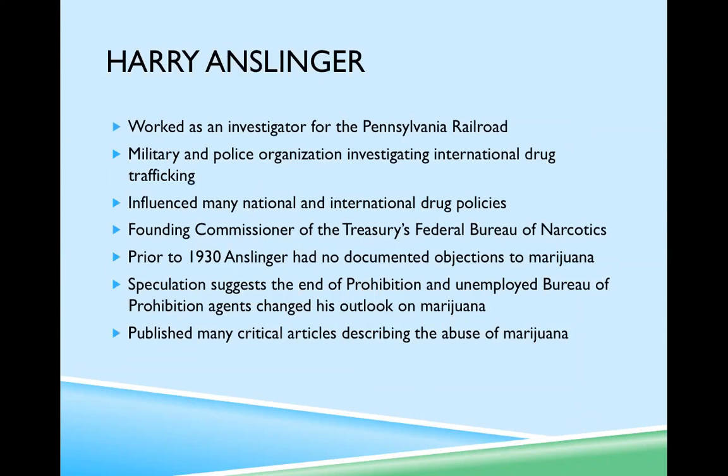Prior to 1930, Anslinger had no documented objections to marijuana. Speculation suggests that the end of Prohibition and unemployed Bureau of Prohibition agents changed his outlook on marijuana. He published many critical and sensationalized articles describing the abuse of marijuana after Prohibition.